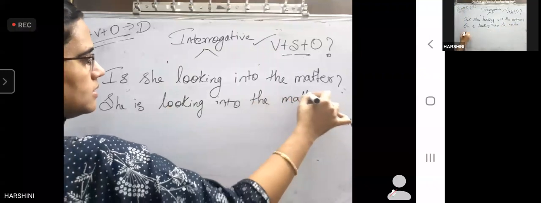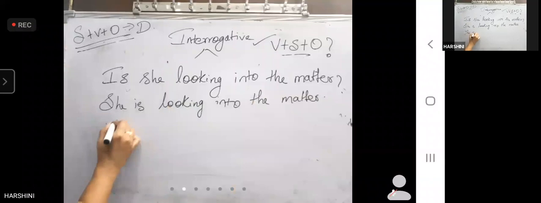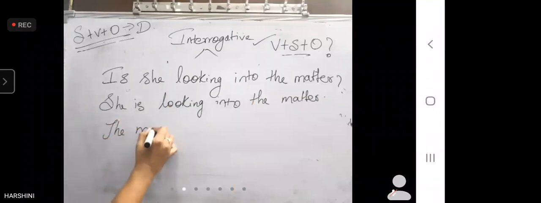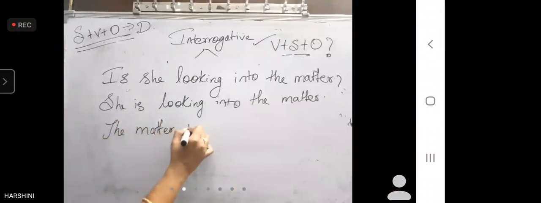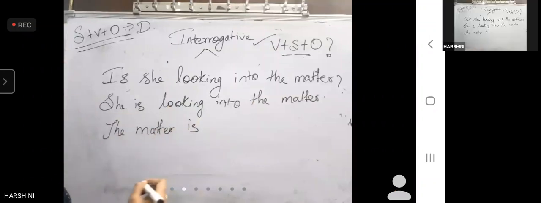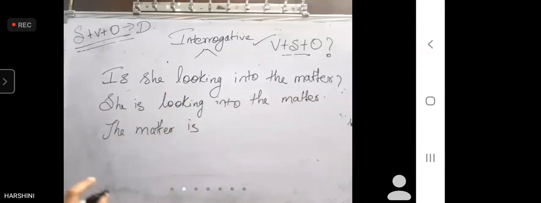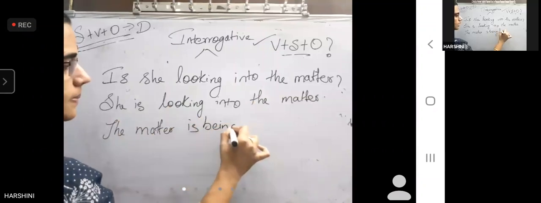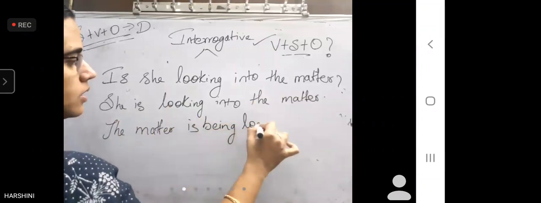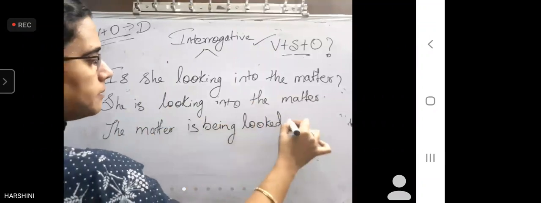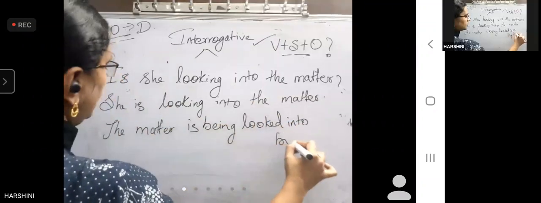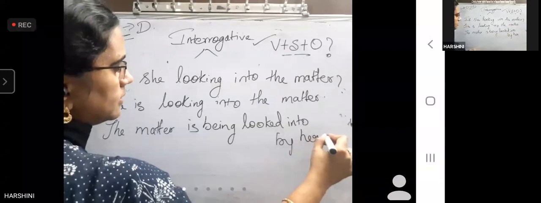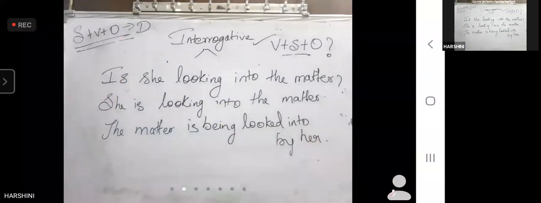Next step. Passive voice. The matter is being looked into by her. Being or being? What is the word to be used? ING. Being. Yes. Being looked into by her. By her. Full stop.